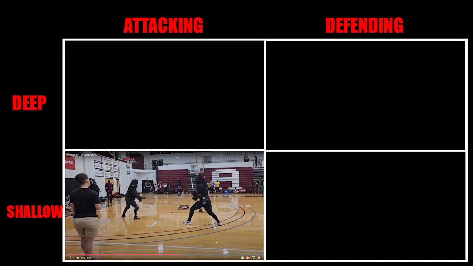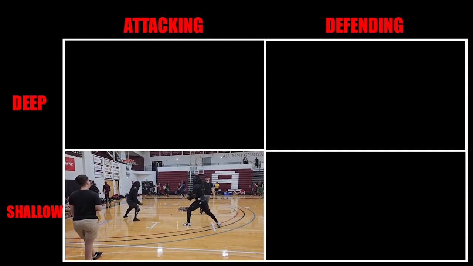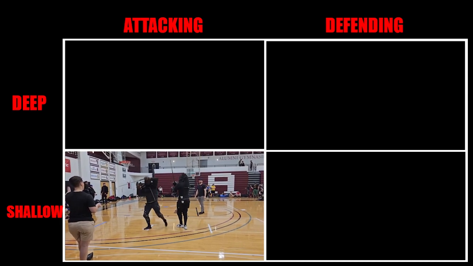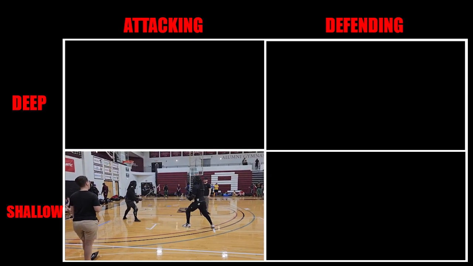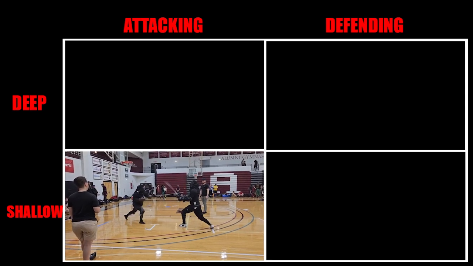So our first example here is going to be attacking shallow. And for me, that is people who do a lot of very strange one-handed techniques. That could be a Geistlin, that could be a one-handed thrust. Basically anything that's very high risk but is unlikely to hit a very good deep target.